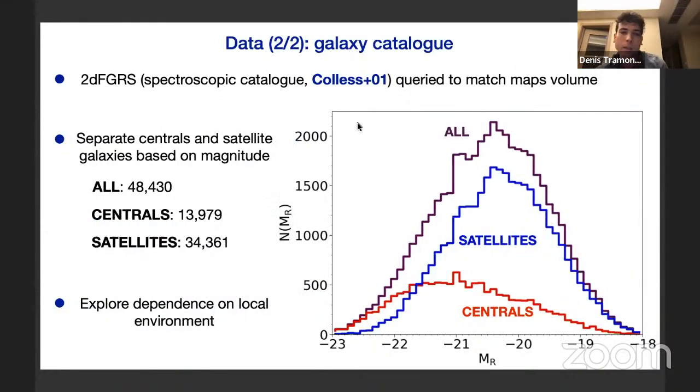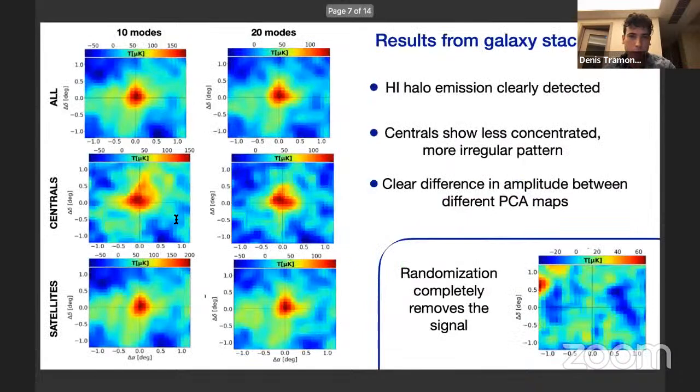The galaxies are taken from the 2dF spectroscopic catalog because it has a very nice overlap with the volume spanned by the maps. In total, we have around 50,000 galaxies, and we do some further splitting of this sample into the central ones, which are defined as the locally brightest ones, and the satellites. This will allow us to infer some information on possible dependencies on the local environment. So now that we have the maps and the galaxies, we just go and perform the stacks.